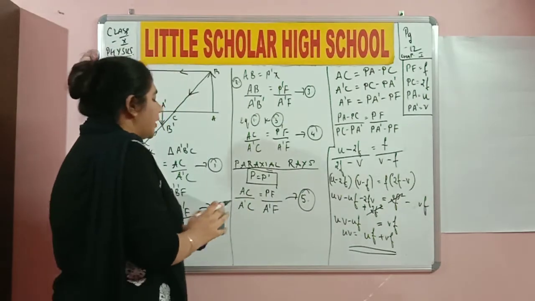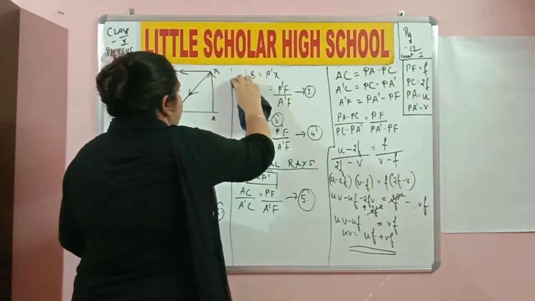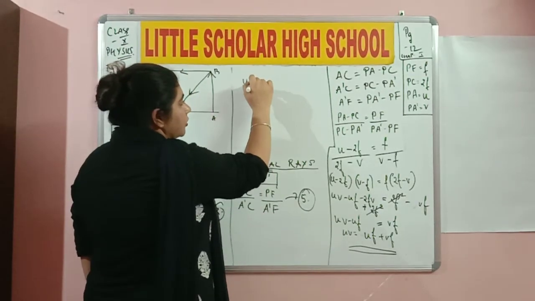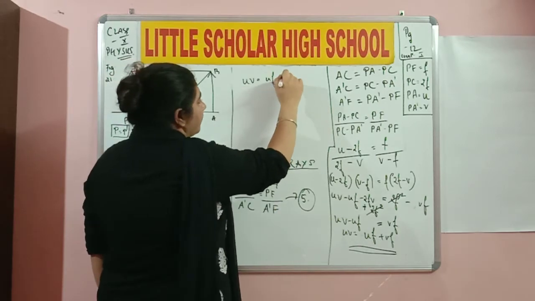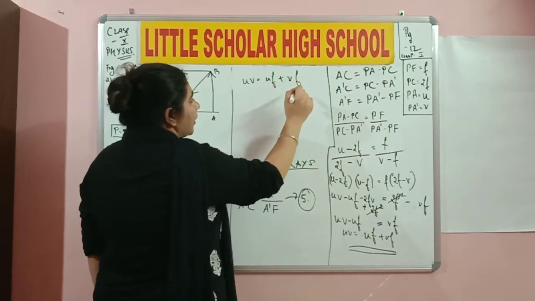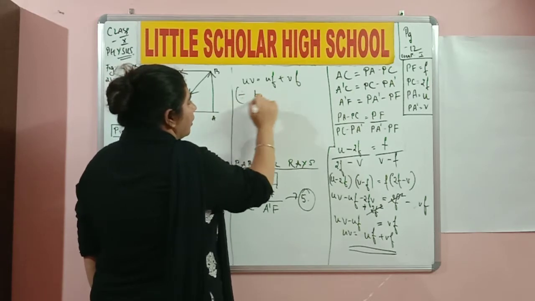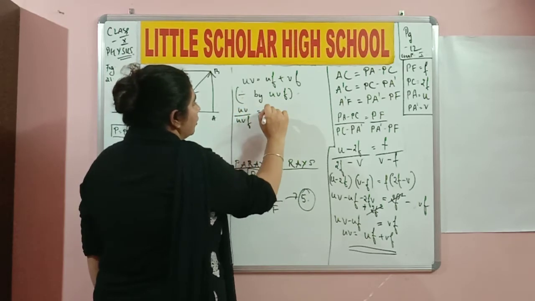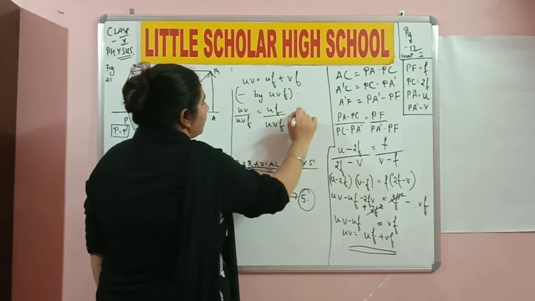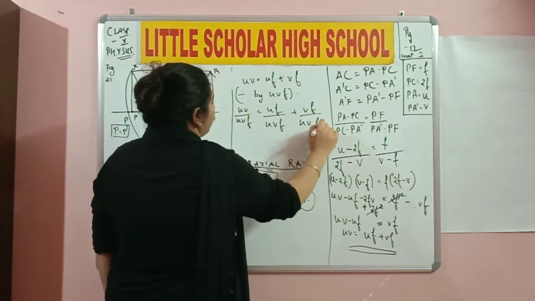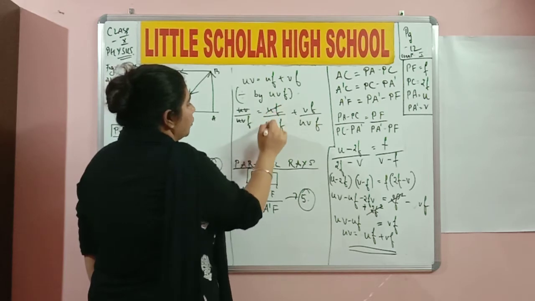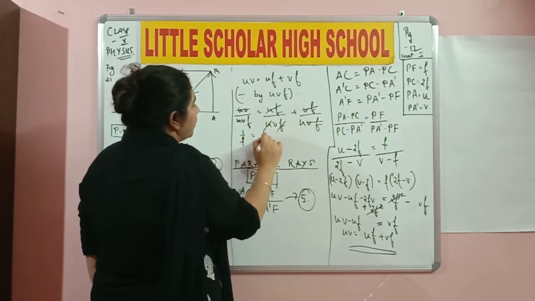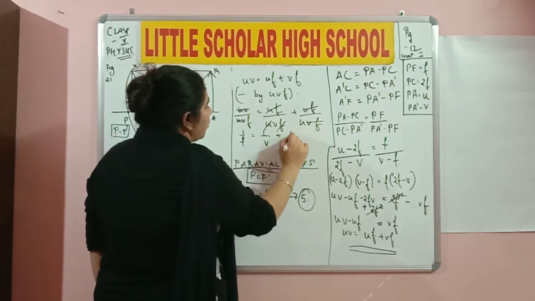Okay. And I will do it over here. Fine class. So you are going to take this equation and place it over here. It is UV is equal to UF plus VF. Dividing this entire equation by UVF. Okay, UV by UVF is equal to UF by UVF plus VF by UVF. Okay, UV and UV gets cancelled. UF gets cancelled. VF gets cancelled. What is left out? 1 by F is equal to 1 by V plus 1 by U.